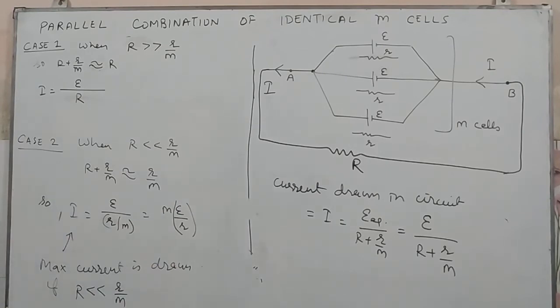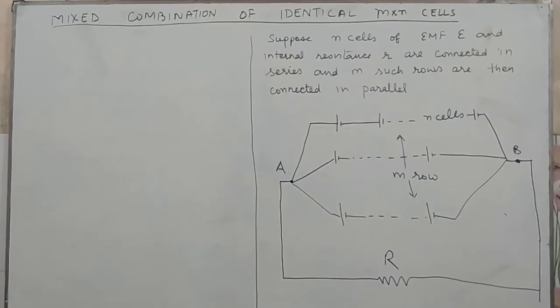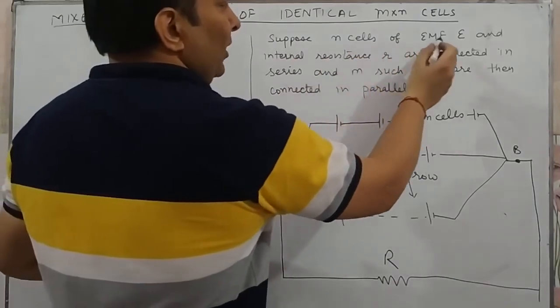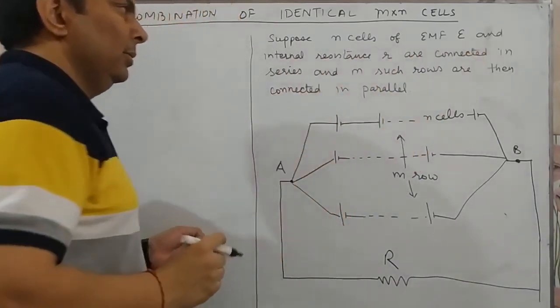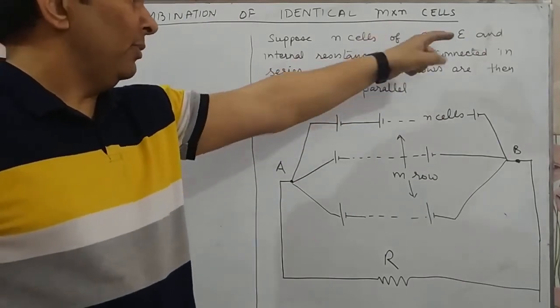Maximum current is obtained when the external resistance is very much smaller than the total equivalent resistance of the parallel combination. Now we'll discuss the mixed combination of m into n cells. These are all identical cells. Suppose we have cells of EMF E and internal resistance r.